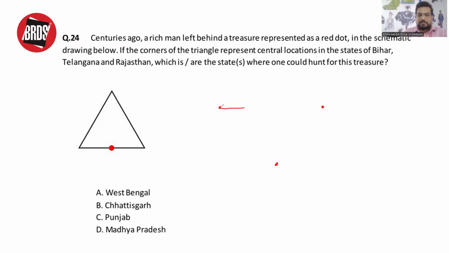Okay, so the triangle is getting formed like this. If we create a triangle, the triangle is getting formed like this.